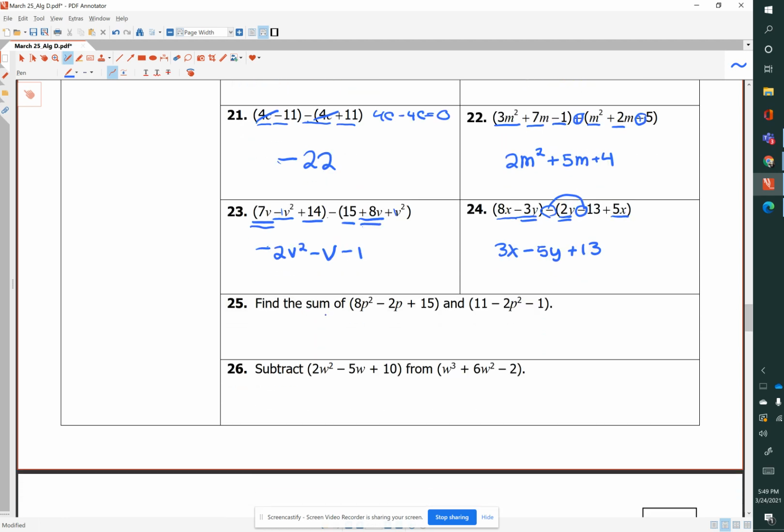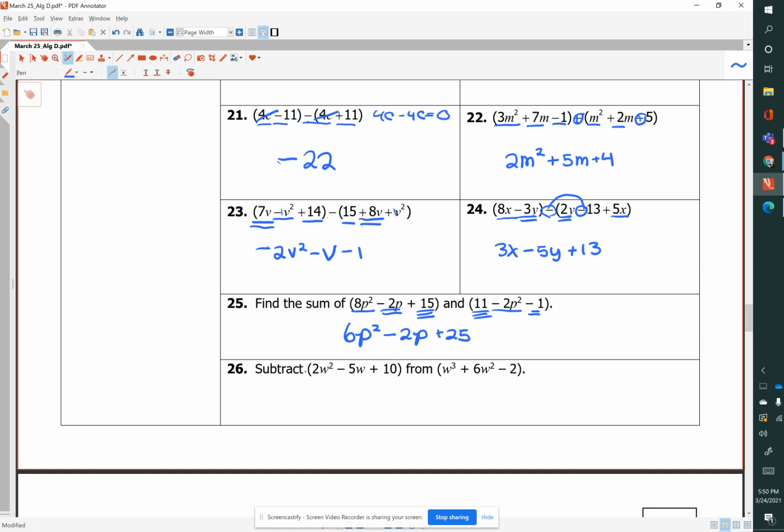And number 25, we're asked to find the sum of 8p squared minus 2p plus 15 and 11 minus 2p squared minus 1. So 8p squared minus 2p squared is 6p squared. Negative 2p has nothing on the right side to combine it with, so it's just negative 2p. And then we have our 15 plus 11 minus 1, that would be 25. And that's the final answer for that.